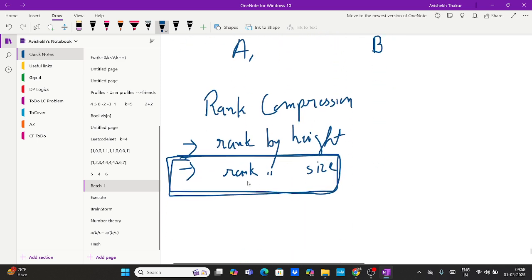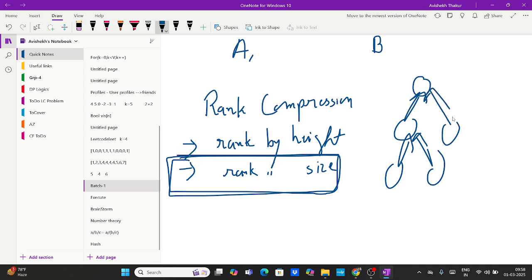So what we do is rank by size. Say we have some trees, something like this. Let's say this is x, this is y. This is a, this is b, the same kind of setup. A is our representative, b is our representative.